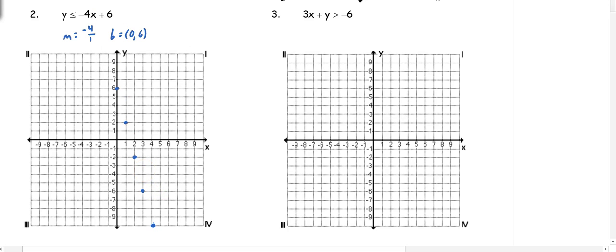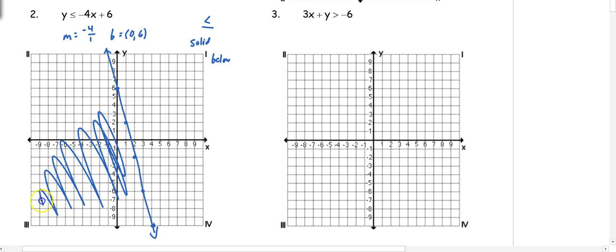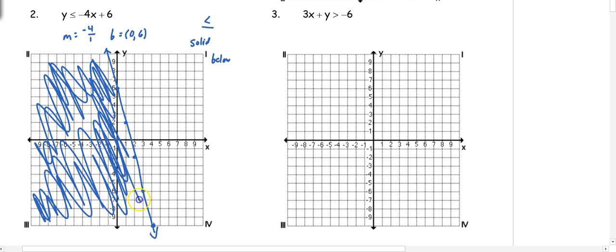Then looking at my symbol, this time I have a less than or equal to symbol. So this is going to be a solid line because there's a bar underneath my inequality, and I'm going to shade below the line. So I'm just going to connect this with a solid line with no gaps. I'm going to shade below. If I get confused, below would be like if we were hanging from the line like monkey bars. So this is our below the line section. We're going to shade this whole half of our graph.